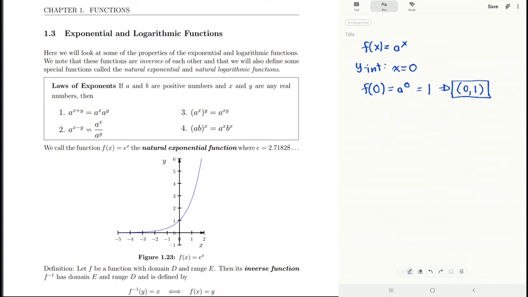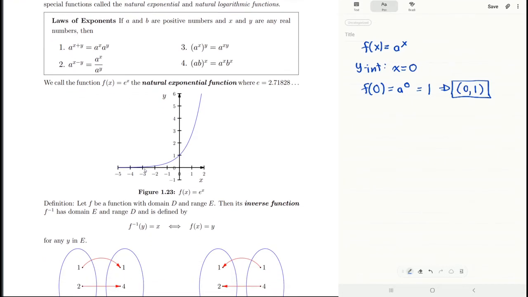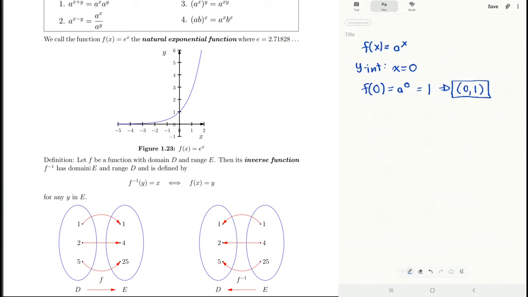Now there is a reason why we choose e to be this number, and the explanation of why we choose e to be this constant will be explained in the next chapter. But for now, just know that we define the natural exponential function where the base e is given by this number here. So the next definition is going to be on inverses.